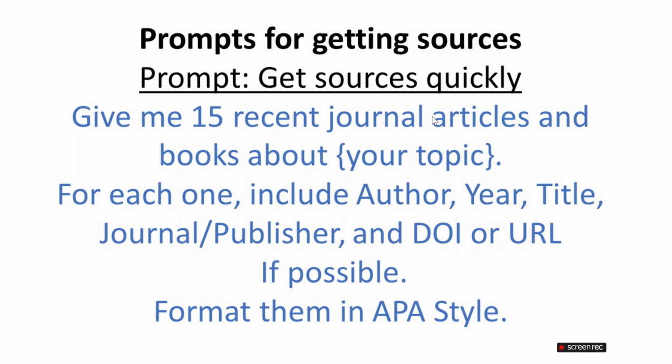So the first thing, the same way, when you use ChatGPT, is to get sources. You can use this particular prompt: give me 15 recent journal articles and books about, then you insert your topic. For each one, include author, year, title, journal, publisher, the DOI, or even the URL if possible. Format them in APA style. So this is a ready-made prompt with which you can start your literature search.